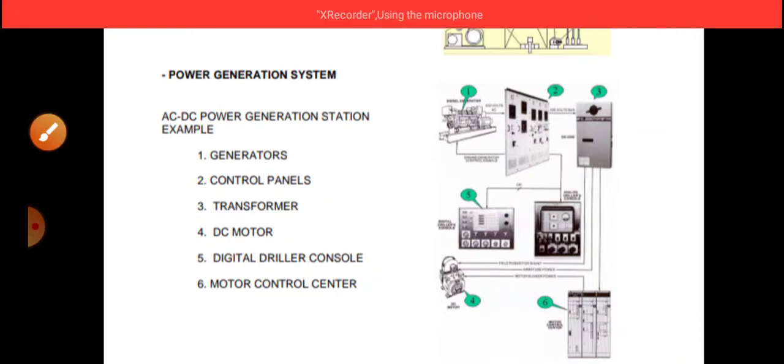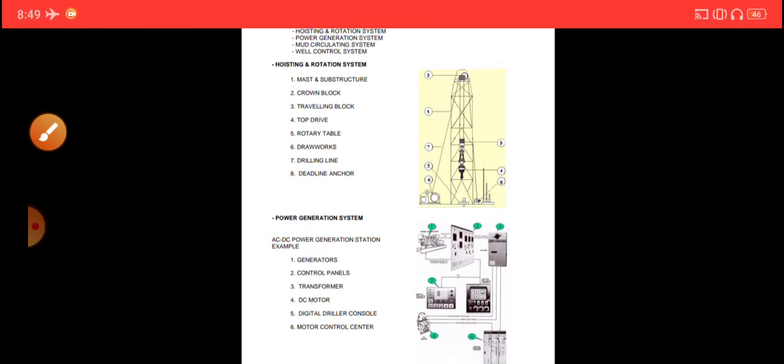And the next one is control panels. From the control panels they will know where the power is going. And next one, transformer. There are two types of transformers available, step up and step down. And the next one, DC motor. And this is all information for the electrical people. Okay, and this is the information on the power generation system.